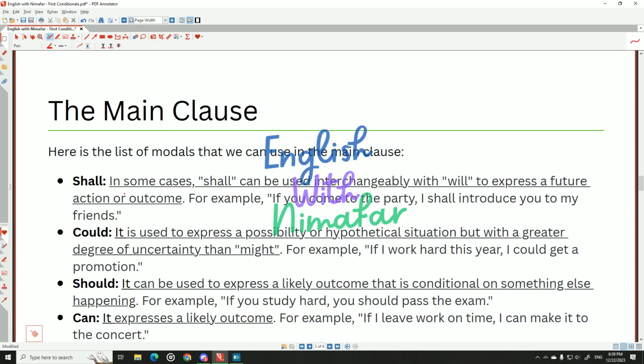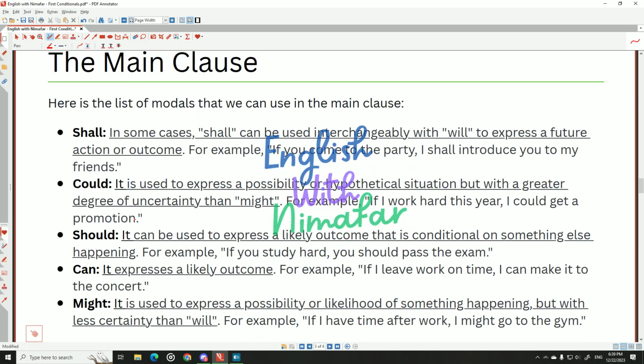The main clause. Now let's talk about some replacements, alternatives for will. We can use modal verbs, but not would. Technically, if you use would, we're talking about a hypothetical, imaginary situation that we normally do not use here. But shall can be used interchangeably with will to express a future action or outcome, but we can only use shall to have the meaning of will for only two subject pronouns.